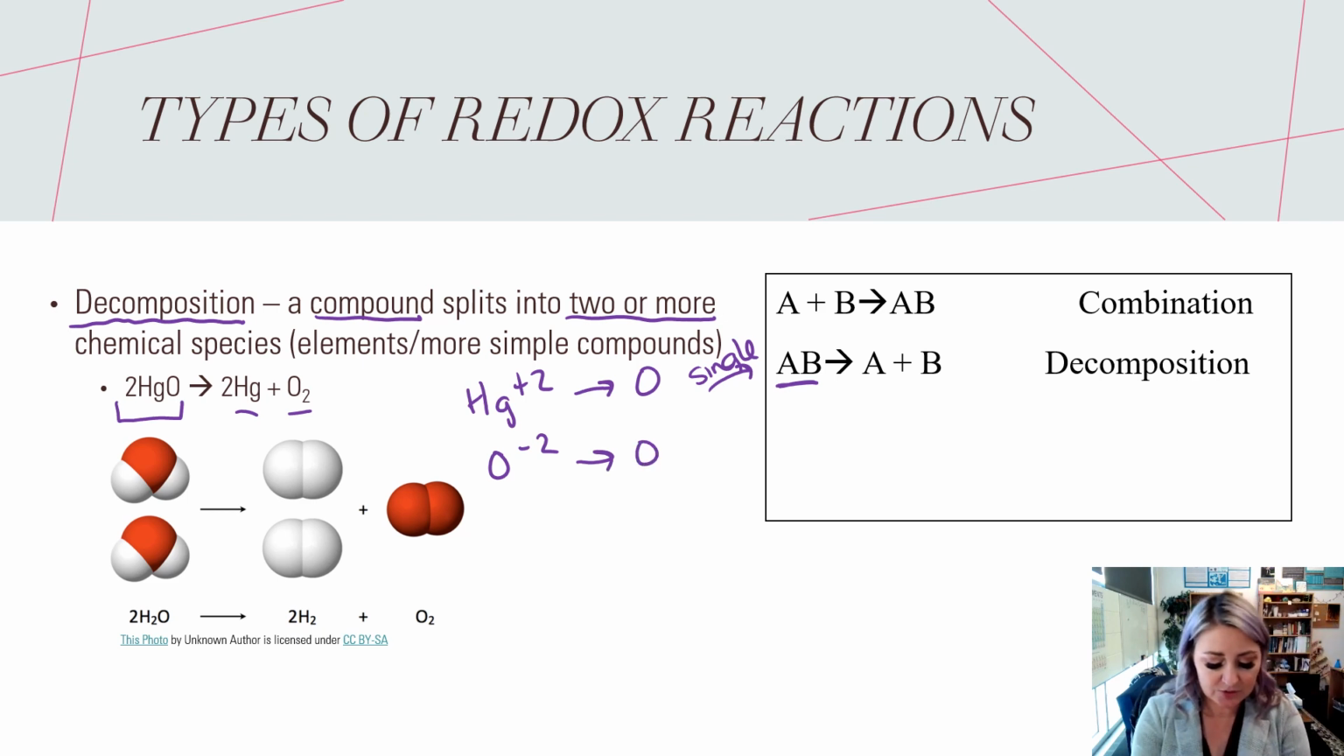And they do that through a transfer. Oxygen will transfer its 2 additional electrons, making it neutral, to mercury. Positive 2 plus those 2 negative electrons makes it neutral as well.